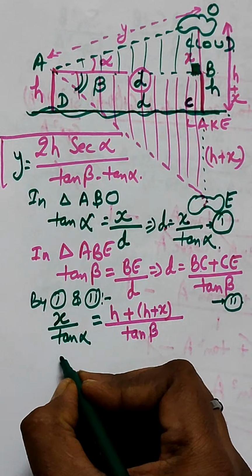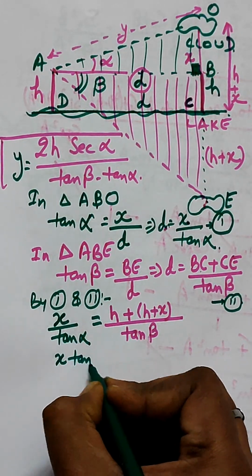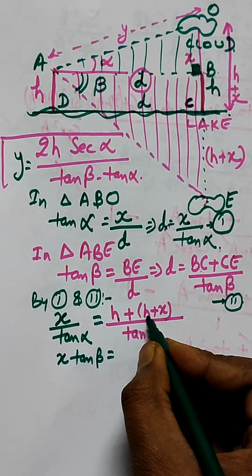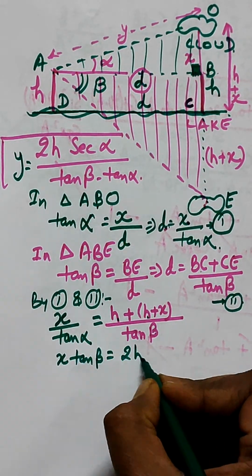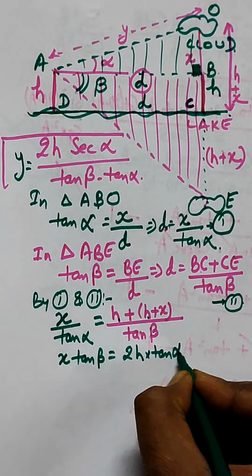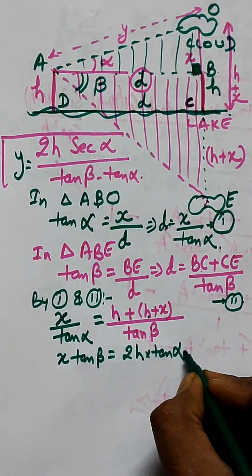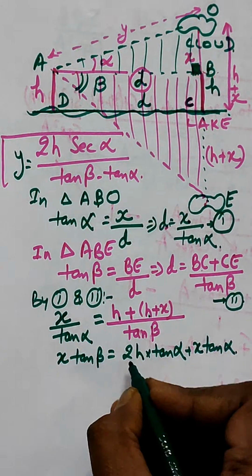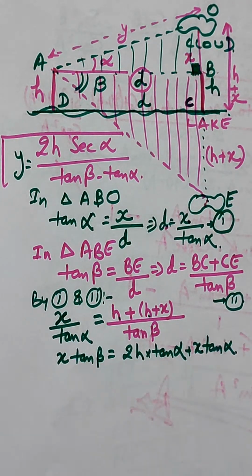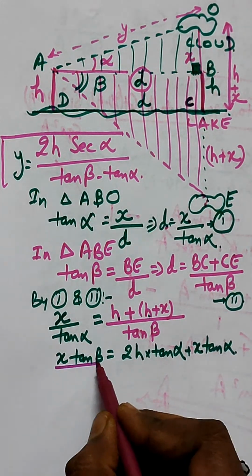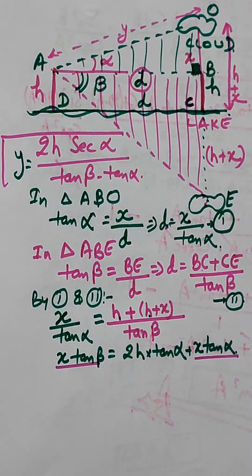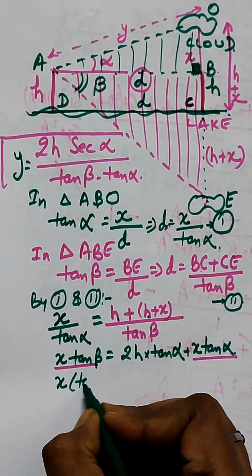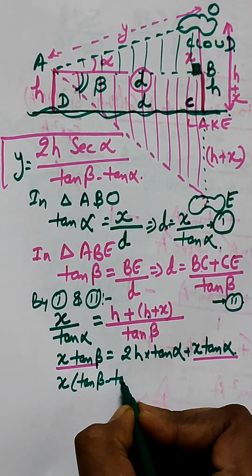So tan beta will be multiplying this side, so we are getting x times tan beta is equal to tan alpha will be multiplying this side. So H plus H will be 2H. So I am directly writing over here 2H into tan alpha, right? Plus x times tan alpha, right? Now bring the x terms together. So here we'll have x times tan beta minus tan alpha.